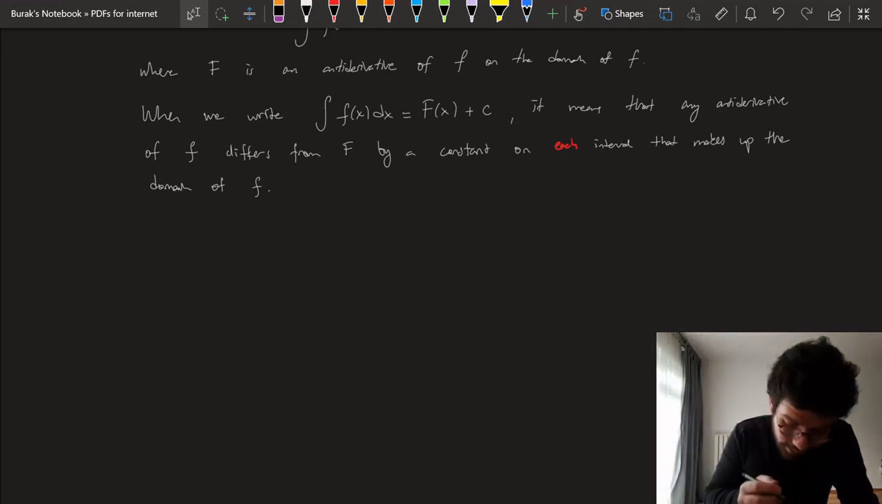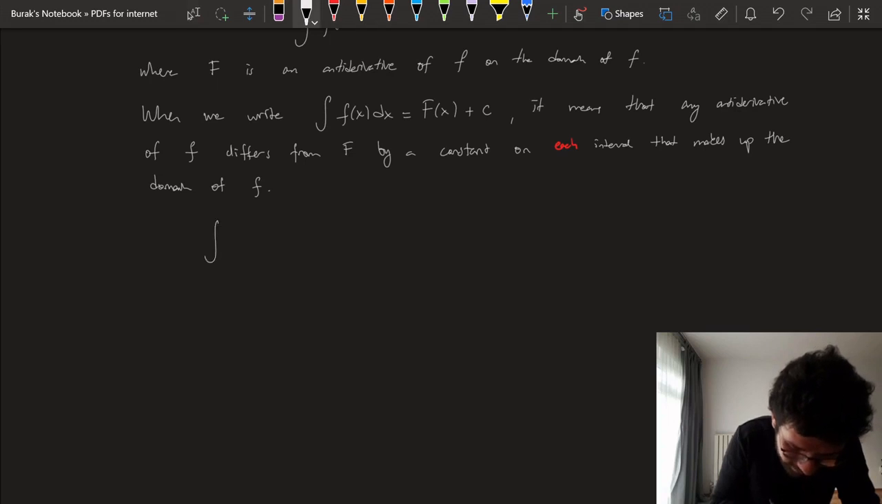So here's the thing. Let's say, let me write down an equality: the integral of minus 1 over x squared dx. Okay.